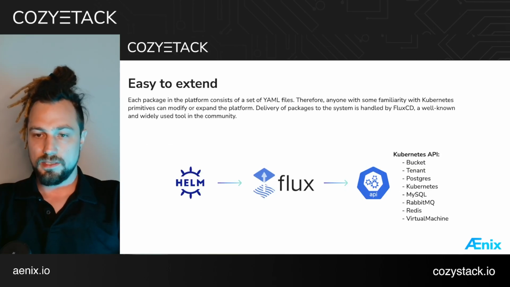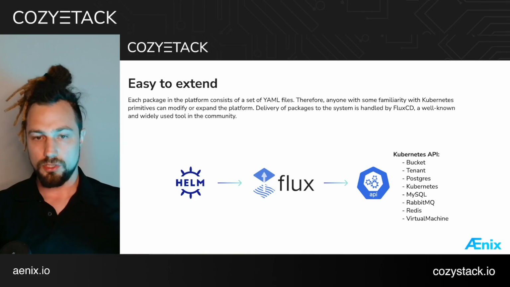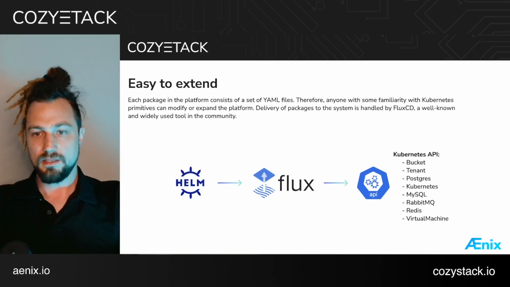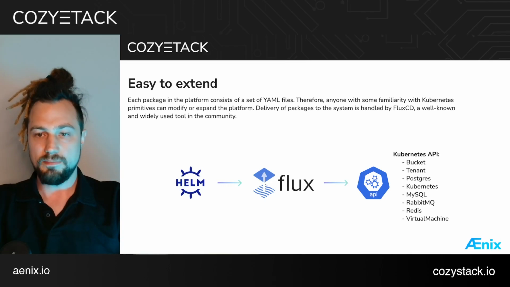On top of all of these operators, we actually created our own API server, which provides Kubernetes native entities based on Flux CD Helm charts. That allows you to define your applications very quickly. You can extend the platform by adding new services, and in the end you will always have Kubernetes API objects.